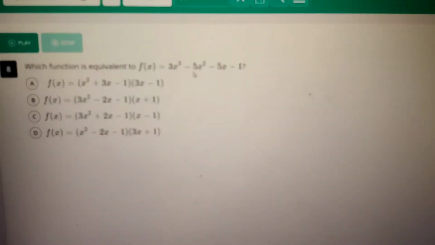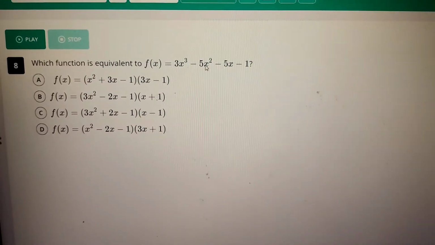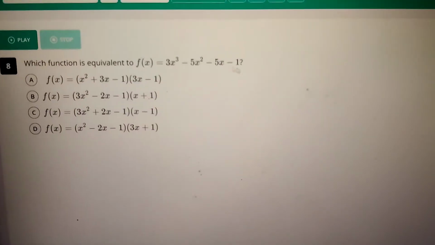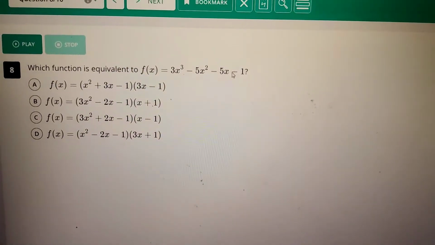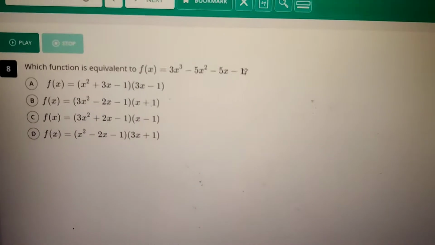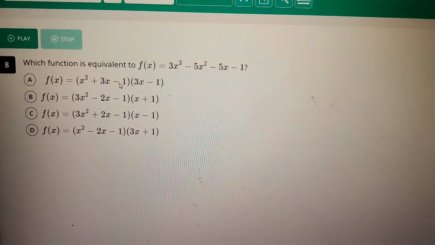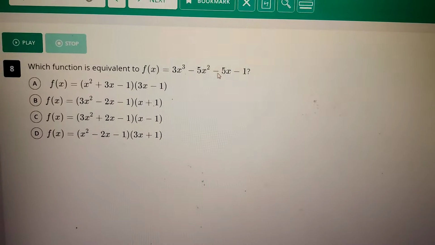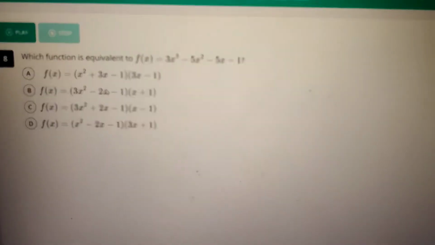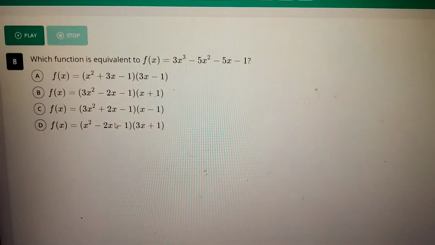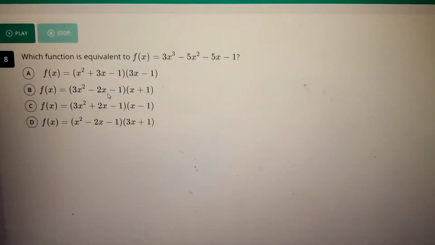Which function is the same as 3x to the third minus 5x squared minus 5x minus 1? Okay, so we don't have to check every single one if we remember, guys, that the last term times the last term needs to make -1, right? So -1 times -1 makes +1. So it's not A and it's not C, but it could be B or it could be D, so we're going to have to work those out.